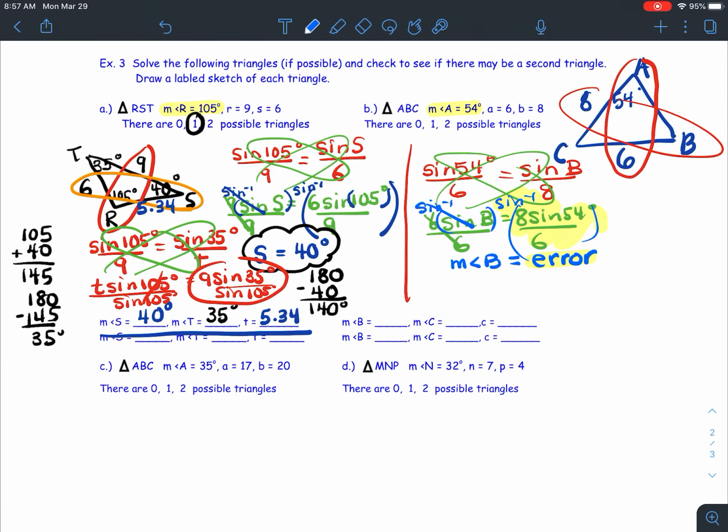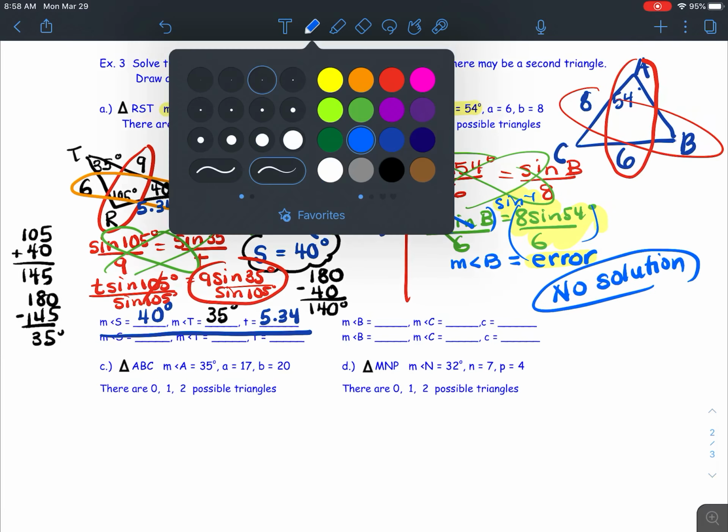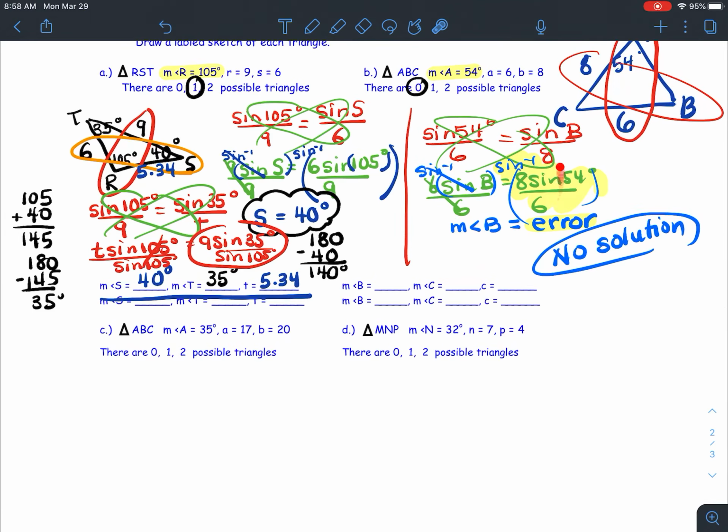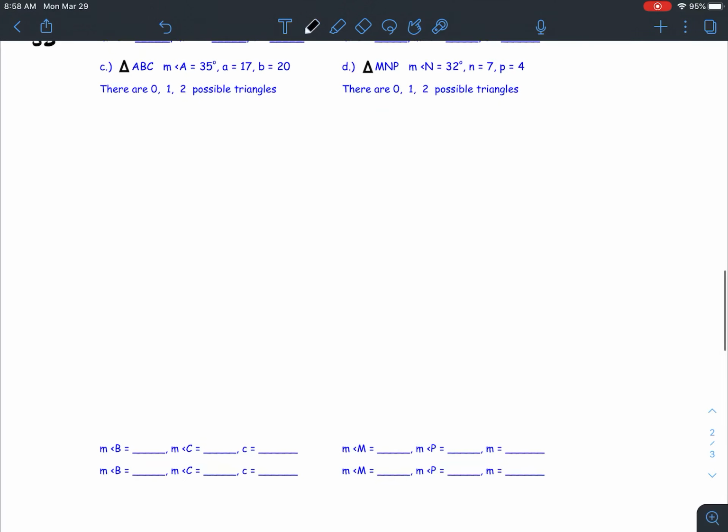Okay, if it's giving you an error message, this is the situation where technically if we were to really measure these things out, this is not possible to make a triangle with those measurements. So I'm simply going to write down no solution, and then I'm going to circle up here that there were 0 triangles possible. Okay, no triangles were possible for that. So anytime you get an error message as that very initial process of solving that initial law of sines, that's when there's no triangle. Okay, let's go ahead and try example C.